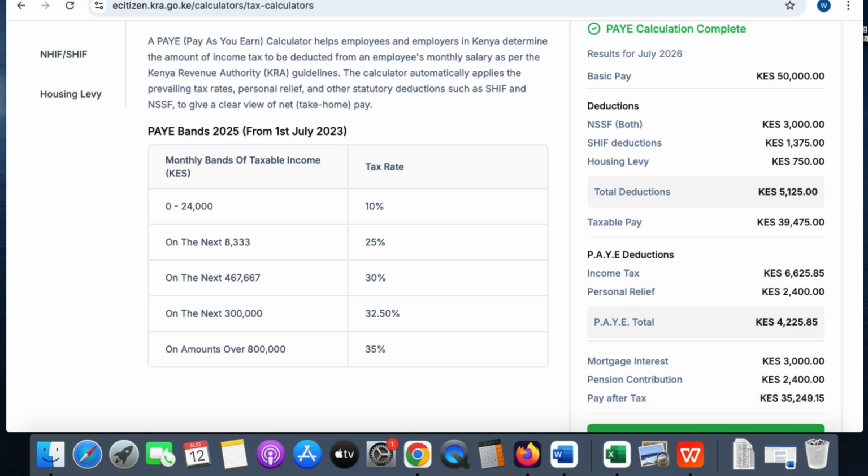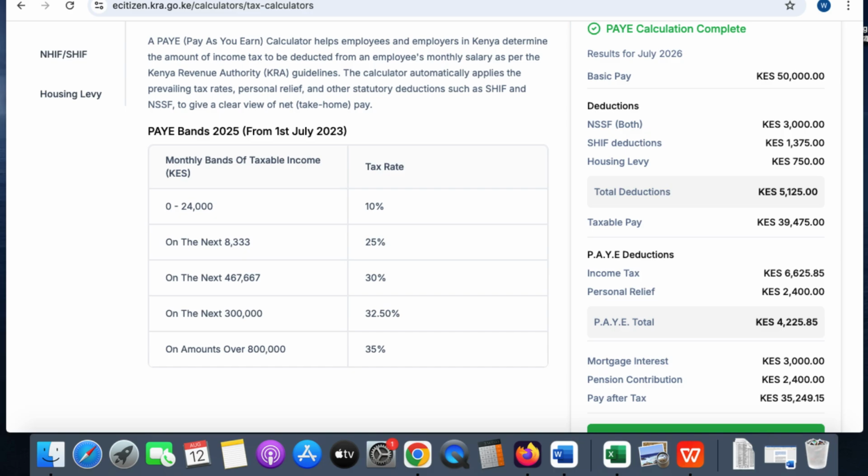Then we arrive at the taxable pay, which is the amount that is subject to income tax. In our example, the taxable pay is calculated by taking the 50,000 shillings, less the total allowable deductions of 5,125, and then less the pension contribution of 2,400 and less the mortgage interest of 3,000. That gives you a taxable pay, or the amount that is subject to tax, of 39,475. So hii ndio amount yenye itataxiwa.